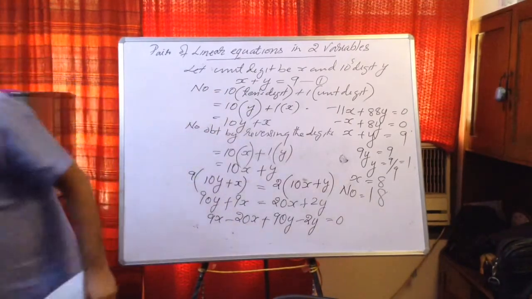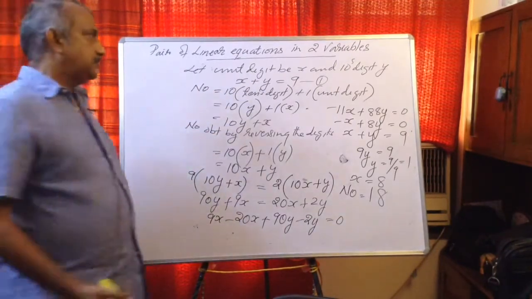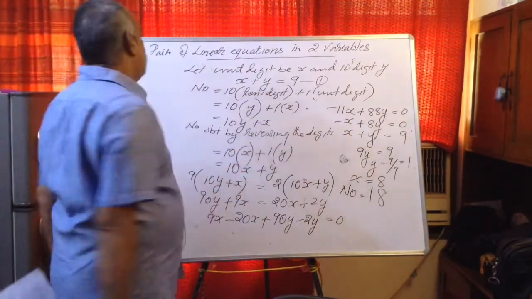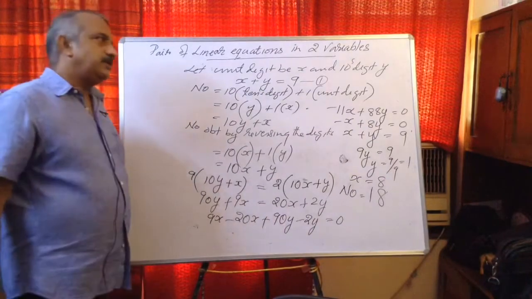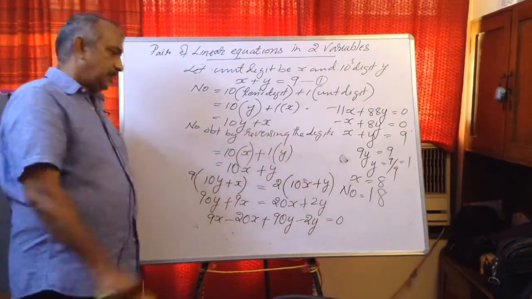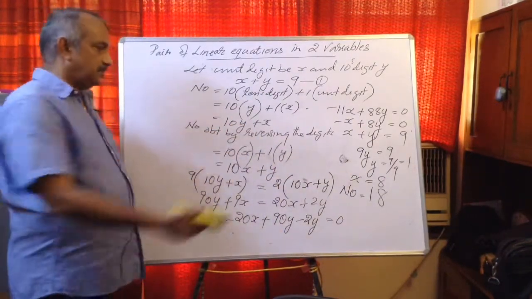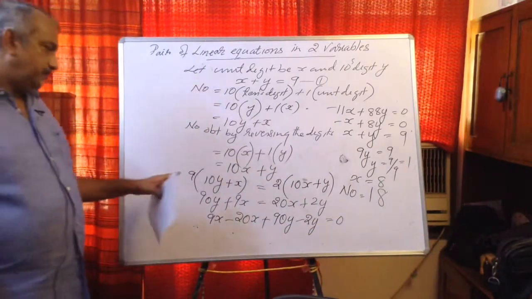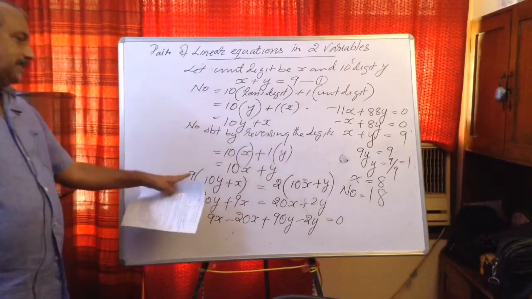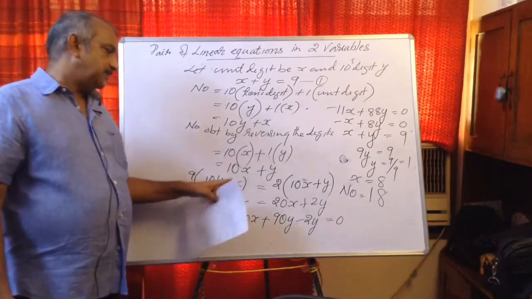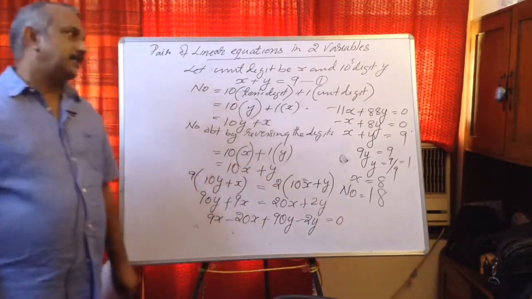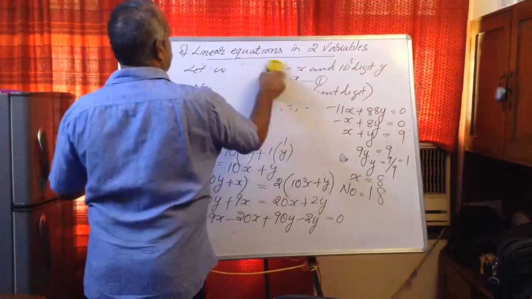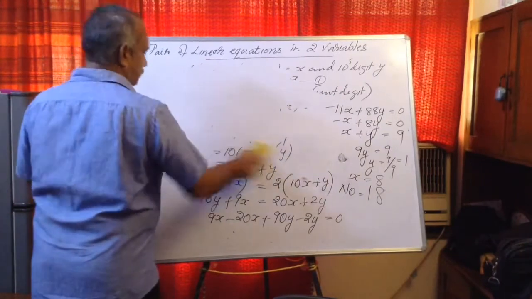So the first equation, sum of the digits is 9, x plus y is 9. Then the formula for writing the number is 10 into tens digit plus 1 into unit digit. Again, for the number obtained by reversing the digits, x and y will get interchanged. Now the statement says that 9 into this number is equal to twice the number obtained by reversing the digits. Then solve by any method, you will get the answer. Now, the second last question.